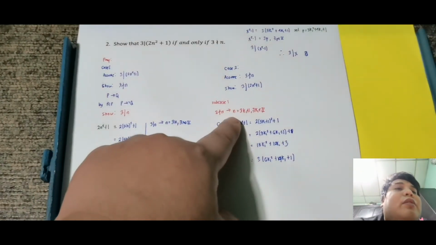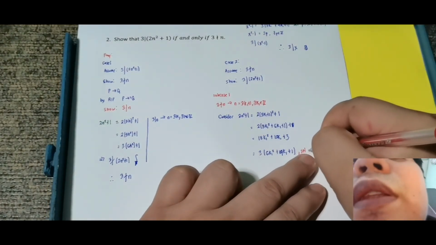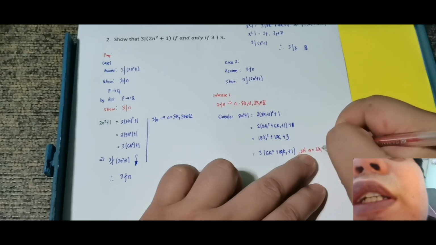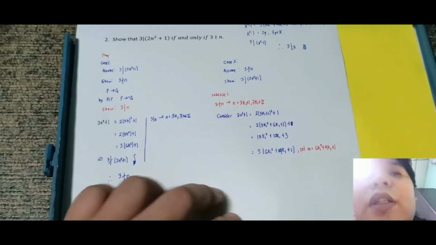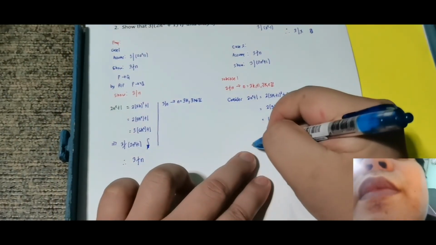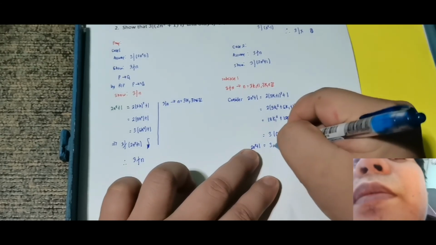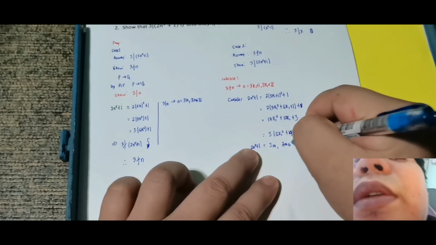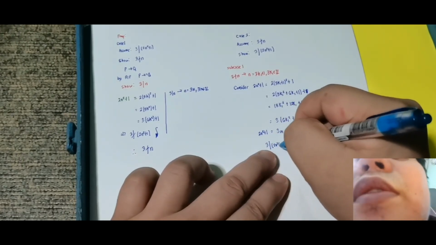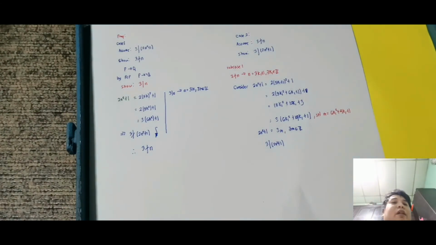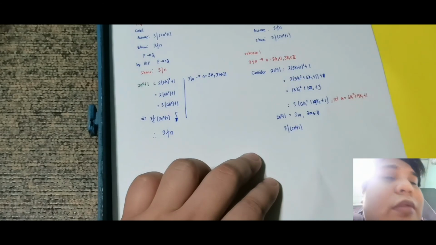Okay, so nangyari 2n squared plus 1 is equal dito. So set lang natin, set m to be 6k sub 1 squared plus 4k sub 1 plus 1. So this is equal sa 2n squared plus 1 is equal sa 3m, for some m element of integer. So by definition of divides, 3 divides 2n squared plus 1. Okay, so for case 2 or for sub case 2.